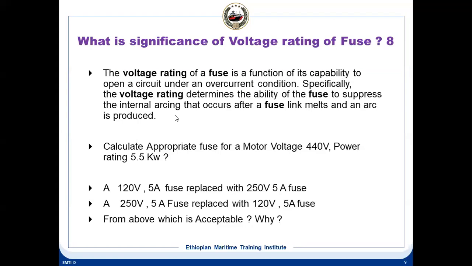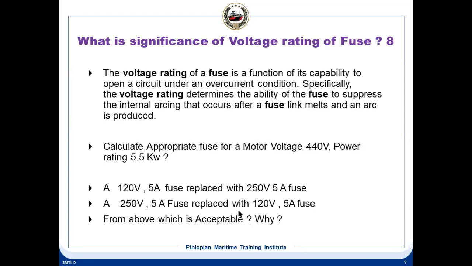Now, why do we have the internal arcing? Because of the inductive elements in the circuit, even when the fuse melts, you can get an arc. And when a voltage is formed across this arc, what will happen? It can affect the further circuit. Your equipment can be affected. That is why here you can see a 120 volt 5 amps fuse replaced with a 250 volt 5 amps fuse. And second, a 250 volt 5 amps fuse replaced with a 120 volt 5 amps fuse.